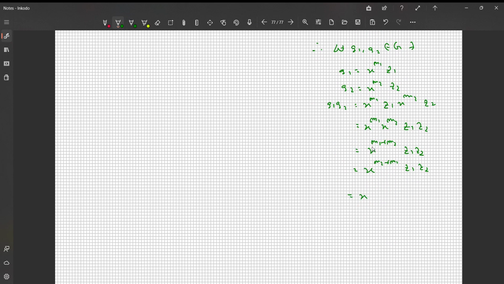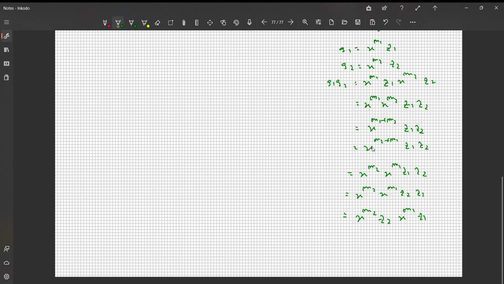Now, so we can write it as x to the power m2 times x to the power m1, z1, z2. Now z1 and z2 commute with each other because they are elements from the center. So this can be done as x to the power m1, z2, z1. So now z2 again commutes with x to the power m1 because z2 is an element from the center. So it is x to the power m2, z2, x to the power m1, z1.